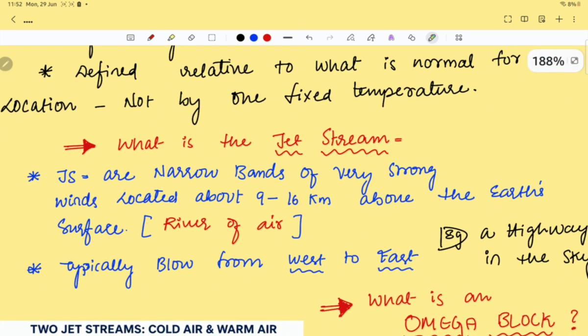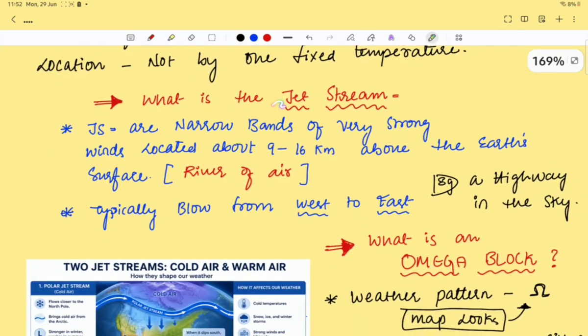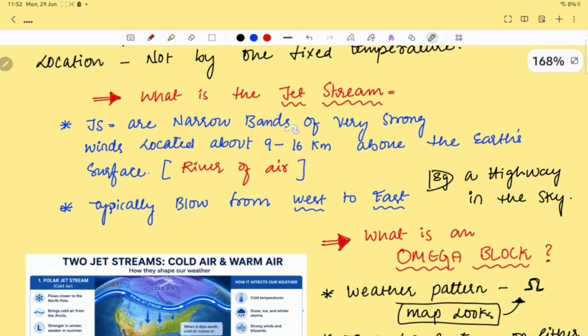Okay, now we'll move on to understand what the jet stream is. This is the most important concept we need to understand before the omega block. So a jet stream is a narrow band of very strong winds located about 9 to 16 kilometers above the earth's surface. Now, where are jet streams located? Around 9 to 16 kilometers above the earth's surface.